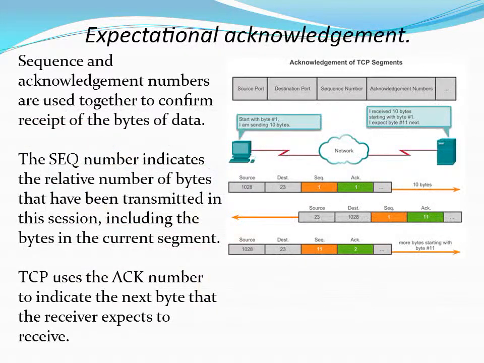Expectational acknowledgement. Sequence and acknowledgement numbers are used together to confirm receipt of the bytes of data. The sequence number indicates the relative number of bytes that have been transmitted in this session, including the bytes in the current segment. TCP uses the acknowledgement number to indicate the next byte that the receiver expects to receive.